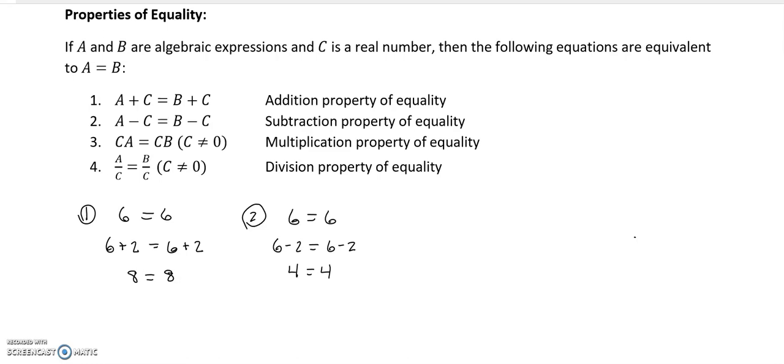The multiplication property of equality, C cannot be 0 because if we multiply anything by 0, it goes away. It becomes 0. So that is irrelevant. But for example, number 3, 6 equals 6. And if I multiply this 6 by 2, and I multiply this 6 by 2, then I get 12 is equal to 12, another true equation.